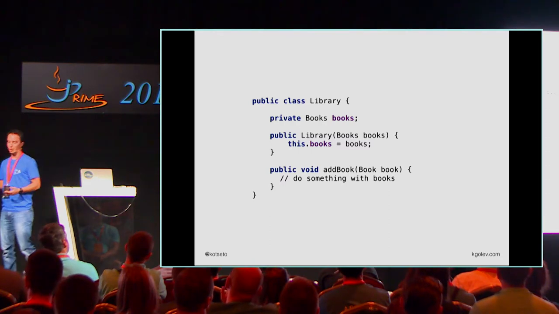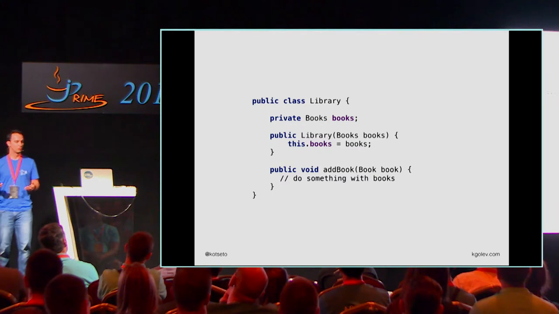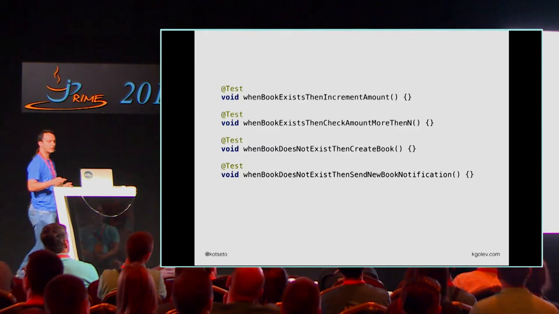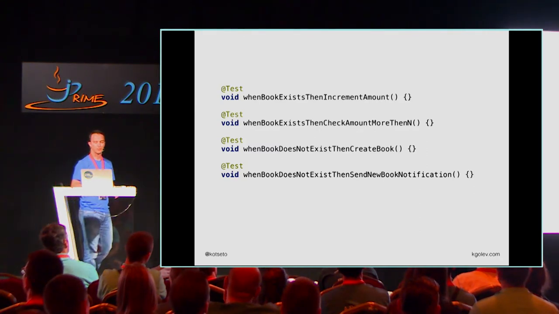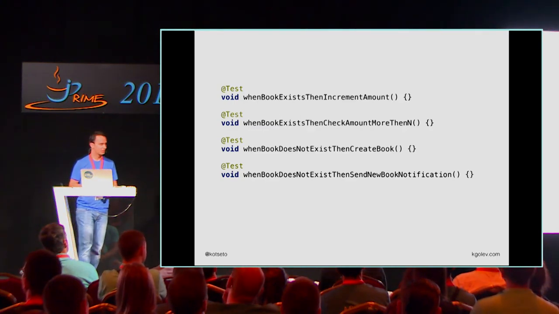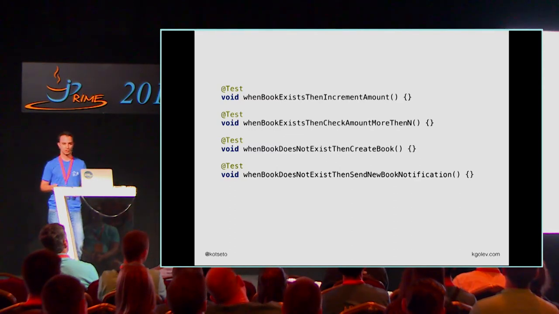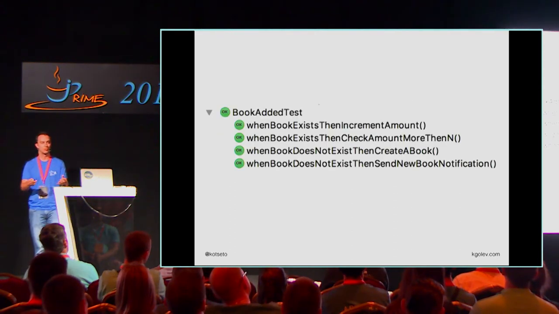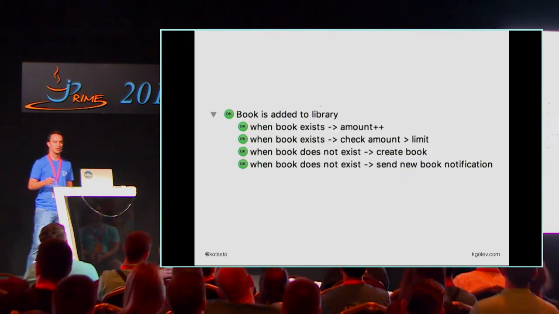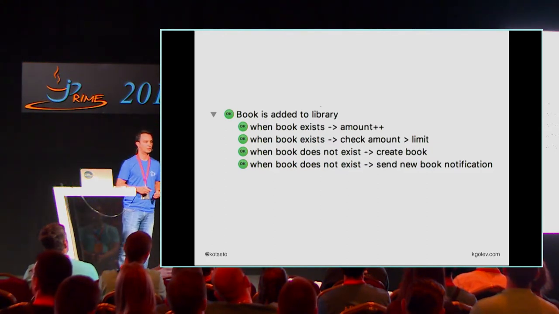So after talking with the business guys, you decide, OK, what is this supposed to do? So you think about some test cases. And there are like four test cases that you think are very important and you want to implement. Can you read this? Is it easy to read? Not very easy to read, right? This is how it looks when you run the test. This is how it looks in IDEA. And I'm going to ask you, is this better? Do you want to see this in your test runner?